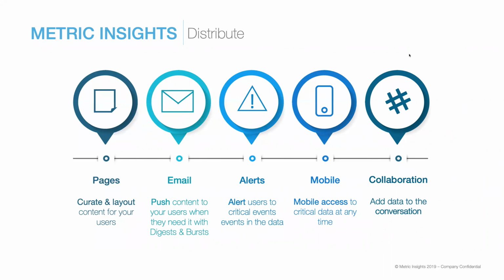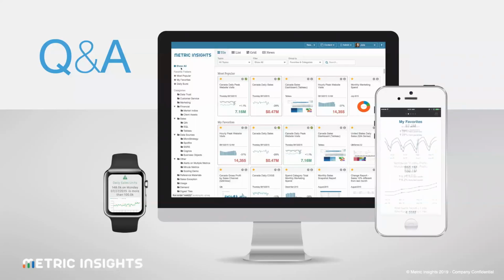So again, really three phases to what we've been talking about. So layer metric insights on top of your infrastructure to catalog everything, get it in one place, allow users to come and search for content that they're interested in.